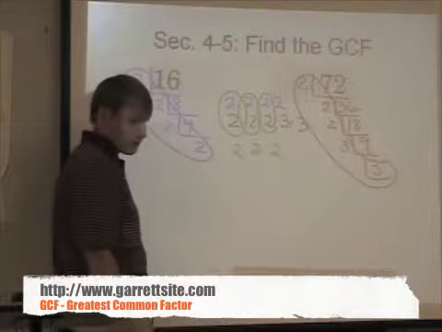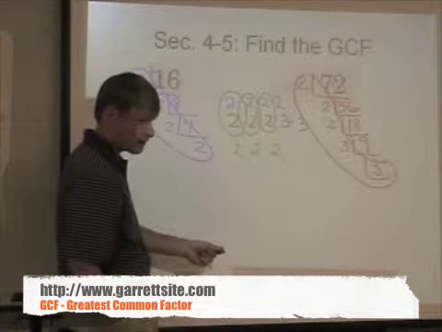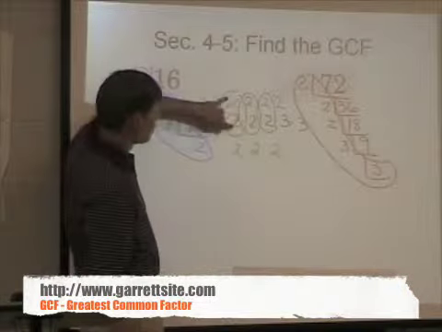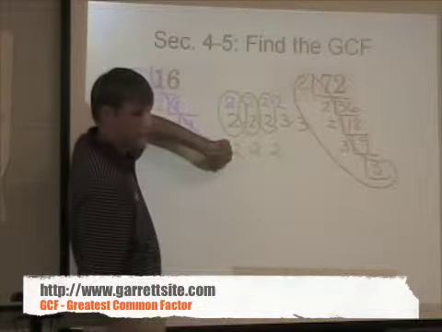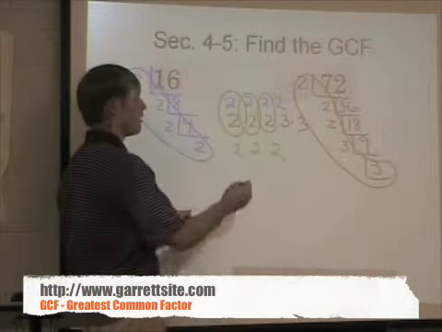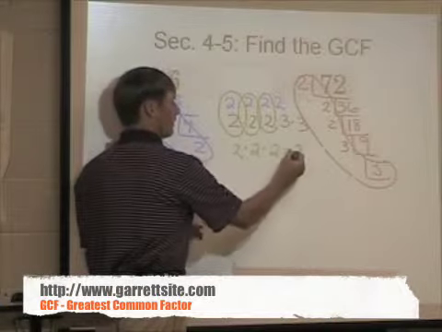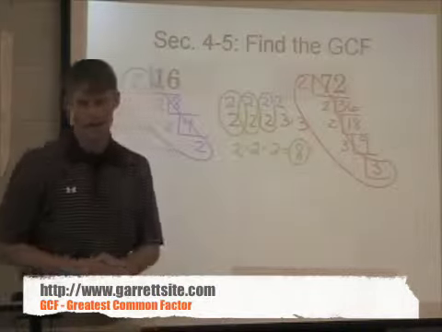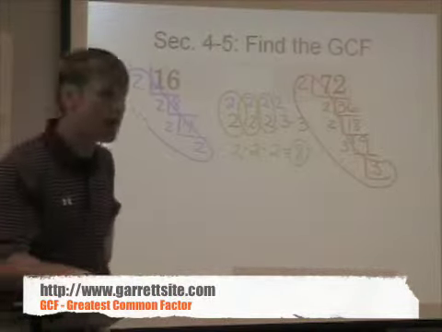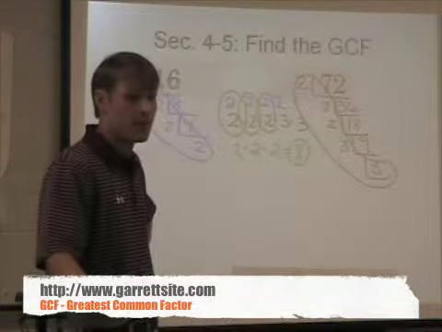And I got 2 circled, what do I write? Now, it's like goldfish. 2 cards makes 1 stack, right? Well, 2 2s just makes 1 2 shared. 2 2s makes 1 shared, 2 2s makes 1 shared. Multiply them together, and what's your GCF? 8. That is your greatest common factor. That's the number that goes into both 16 and 72. It's the biggest one.